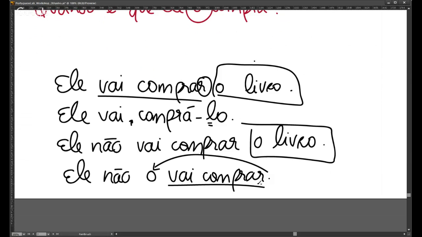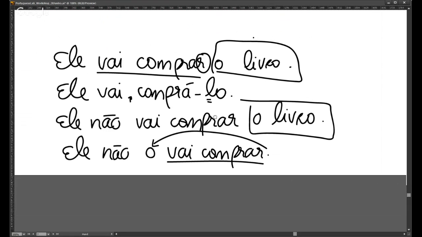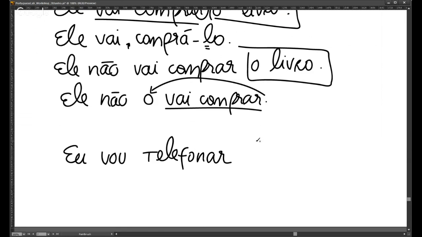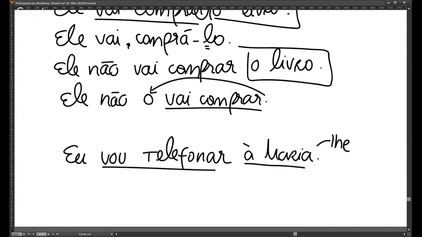I don't mean to confuse you with this, but since you asked, if you have an indirect complement, let's say, I am going to call her. Eu vou telefonar a Maria. So I'm going to call Maria. And whom am I going to call? This is an indirect complement. In this case, you would have to substitute this with le. But you have a compound structure here. So where do you put the le?